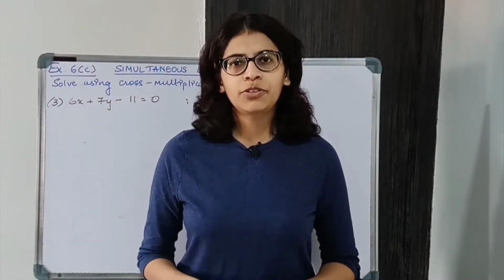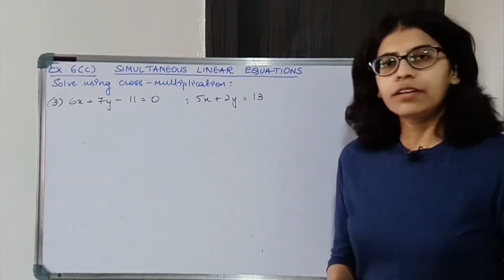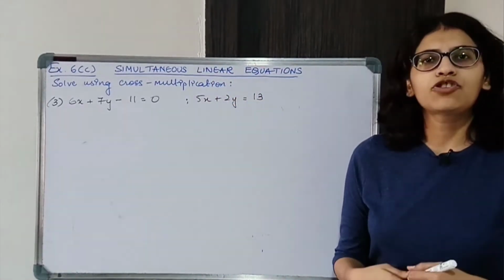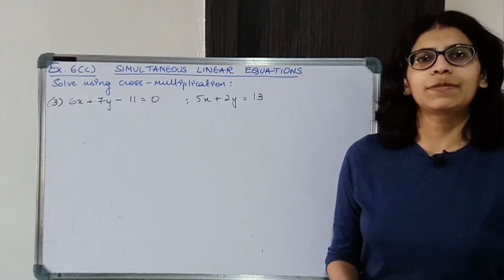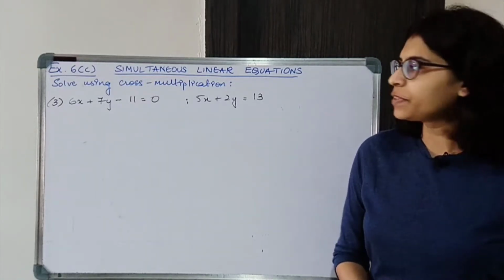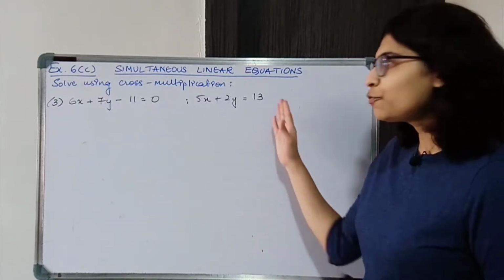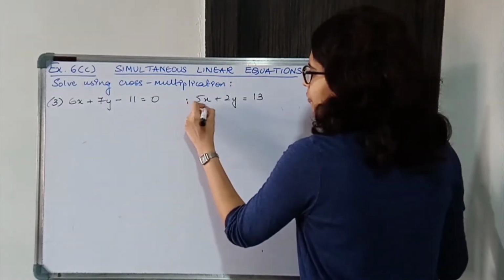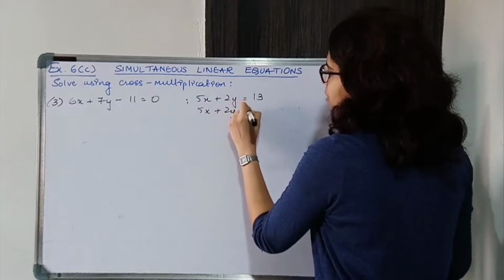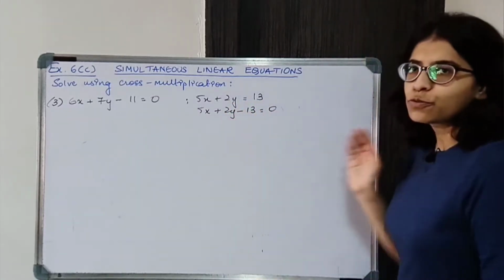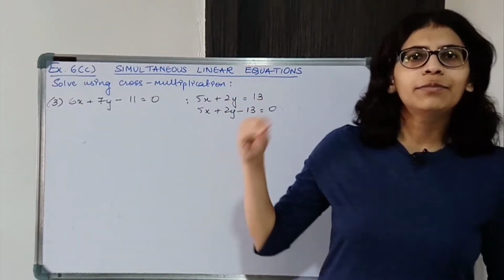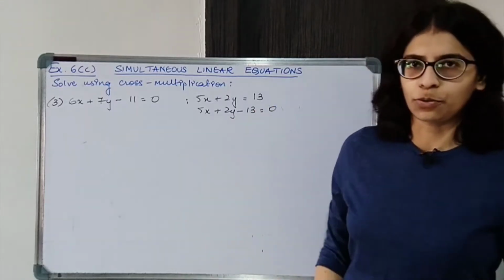Coming to question number 3. Now over here, first step, we'll make sure the equations are in the form ax plus by plus c equal to 0. So the first one is in the required form. Second one, we have to shift 13. So 5x plus 2y minus 13 equal to 0. So first x term, then y term, and then constant term equal to 0.